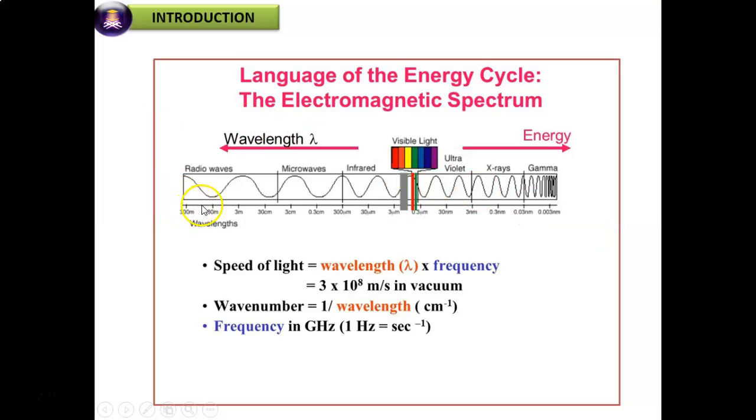So this one is the electromagnetic spectrum. The entire range of wavelengths of the electromagnetic radiation, we call it the electromagnetic spectrum, as shown in this figure. On the most left side, we have radio wave, microwave, infrared, UV, X-rays, and gamma rays. The gamma rays produce very high energy.